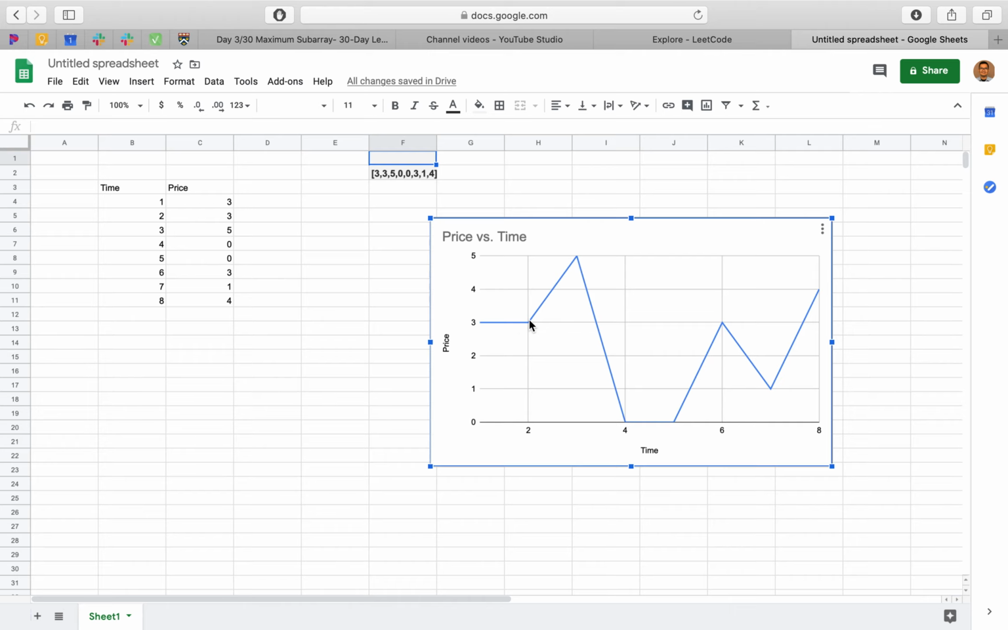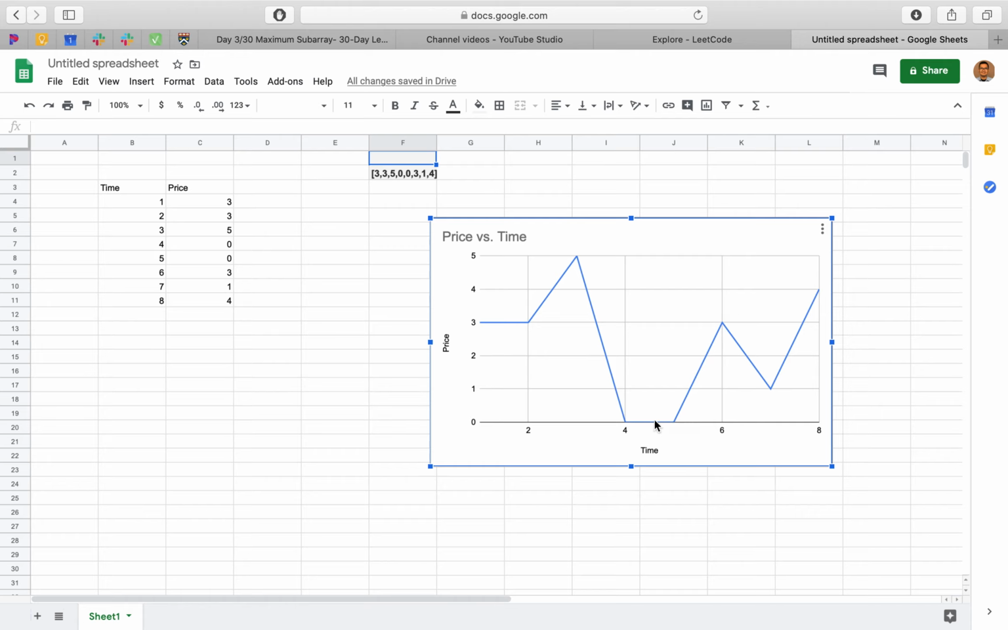3 3 5 0 0 3 1 4, so the idea is we want to buy small and sell big, buy low, sell high. So the other way of thinking about this problem is we want to buy at local mins and sell at local maxes. So we can rephrase the question to be: find the local min and local max of this problem.